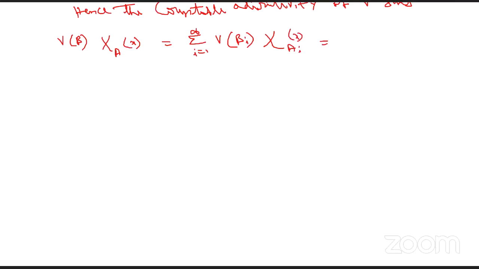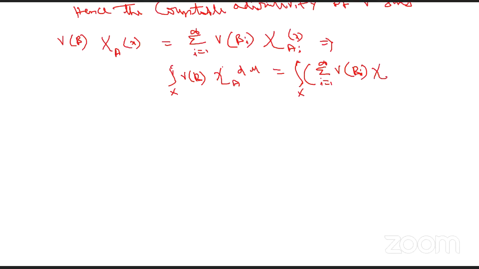This implies the integration of nu of B, chi of A d mu, equals the integration of the sum over i equal to 1 to infinity of nu of B_i, chi of A_i.